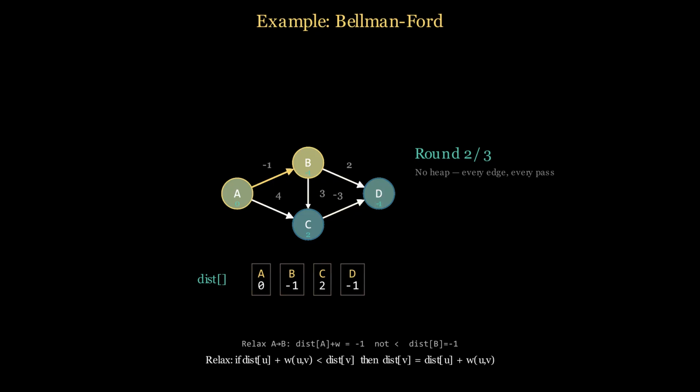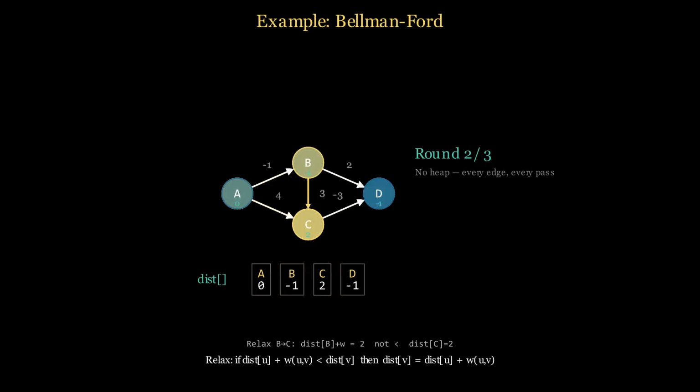Pass 2 of 3. Relax from A to B, weight -1. Distance to B is -1. 0 plus -1 equals -1, which is not strictly less, so no update. Relax from A to C, weight 4. Distance to C is 2, 0 plus 4 equals 4, which is not strictly less, so no update.